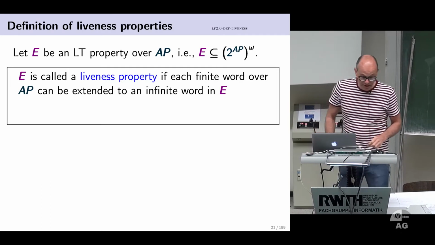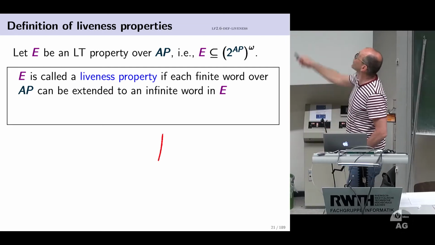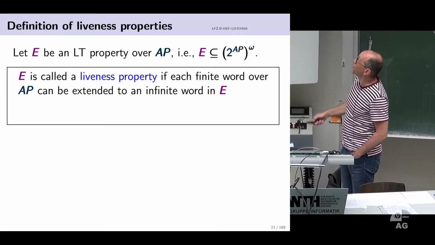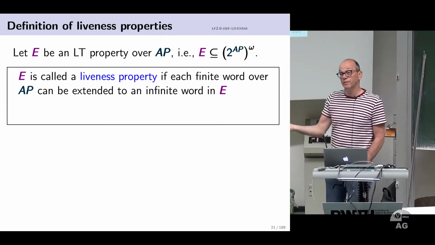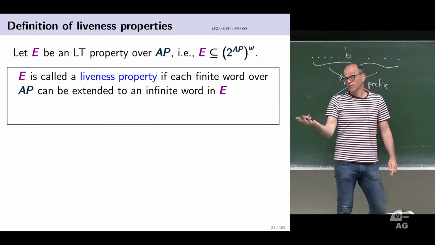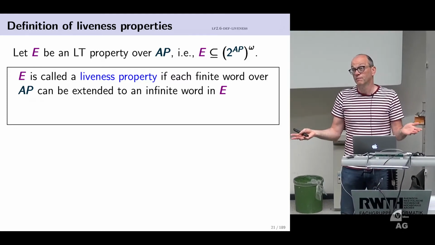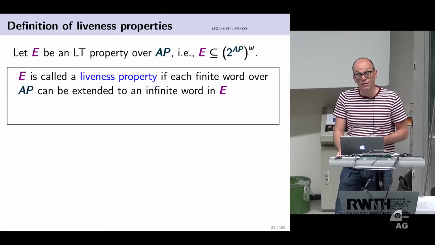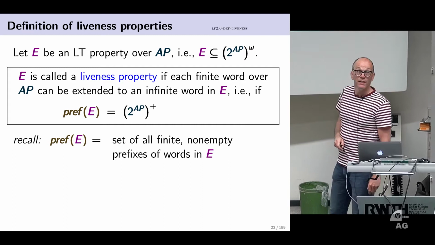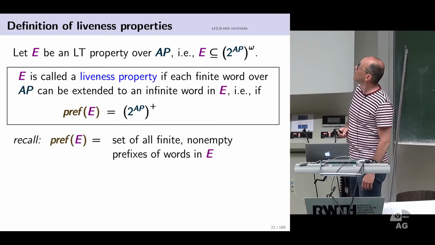So the definition you have seen in the previous lecture is that you are given an LT property, which means this is a set of traces over a set of atomic propositions, and E is called a liveness property if each finite word over the current alphabet, which is AP, can be extended to an infinite word satisfying E. Each finite word can be extended in some way, such that it satisfies the property. So already by definition, a finite counterexample cannot exist. Because by definition, a liveness property says that every finite word can be extended. And that means that the set of finite prefixes of all these elements is just all finite non-empty words over the alphabet.